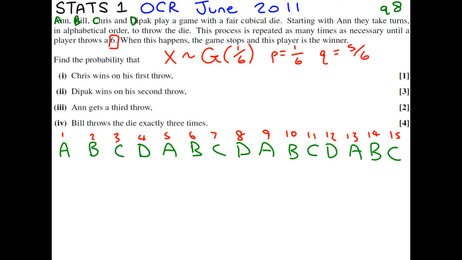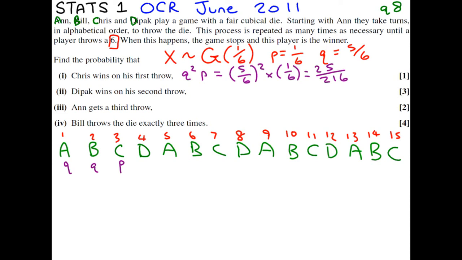So, on with the first question: the probability that Chris wins on his first throw. Well, we've got fail, fail, and then success. So it's going to be q squared times p, which is (5/6) squared times 1/6. If you put that into your calculator, you get 25/216, which is an okay fraction, so we will leave it like that.